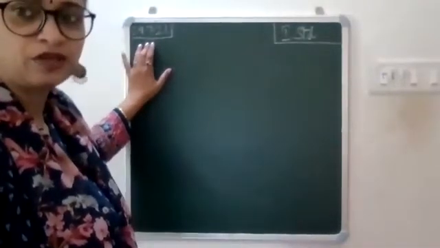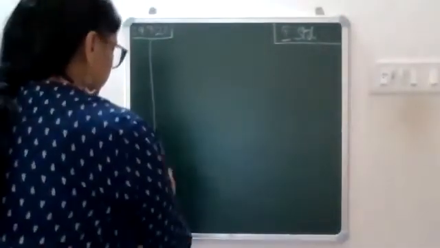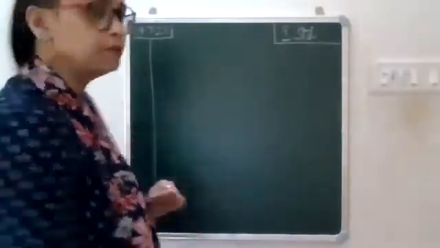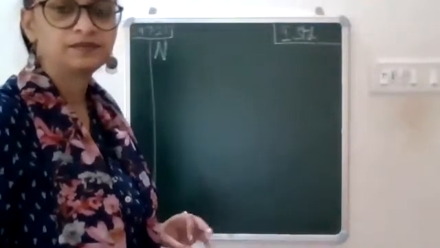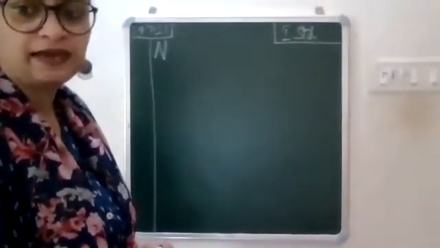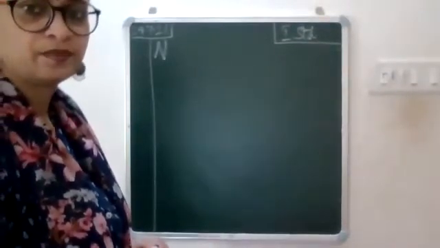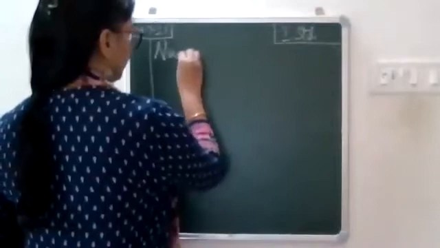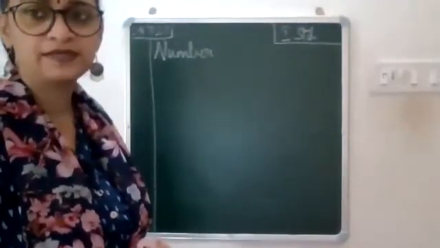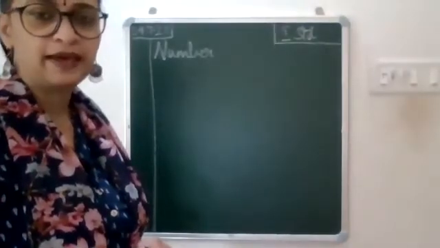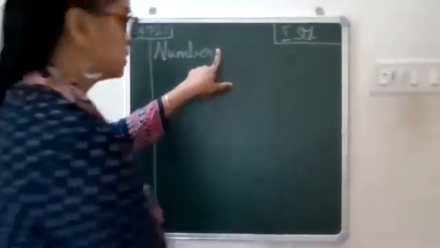You finished? Yes, very good. Now we're going to continue writing. In the first line, write down number names. Write down capital N-U-M-B-E-R, Number. Leave a finger space.